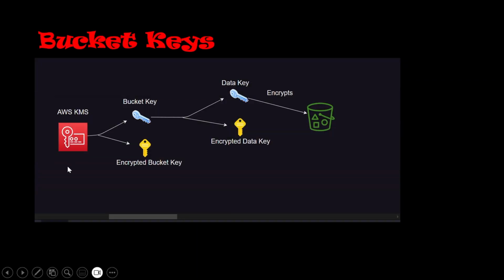If you enable this bucket key option and use KMS keys for encryption, that KMS key generates a bucket key and an encrypted bucket key instead of data keys. This bucket key generates a data key and an encrypted data key. This data key, as usual, is used to encrypt the data. S3 stores this encrypted data key and encrypted bucket key, and S3 deletes these data keys.